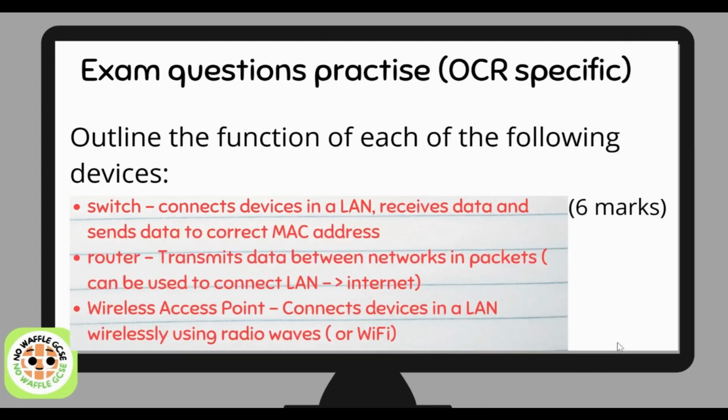So, the switch connects devices in a local area network, it receives data, and it sends data to the correct MAC address. The router transmits data between networks in packets, which can be used to connect a LAN to the internet. And the wireless access point connects devices in a LAN wirelessly using radio waves or Wi-Fi.